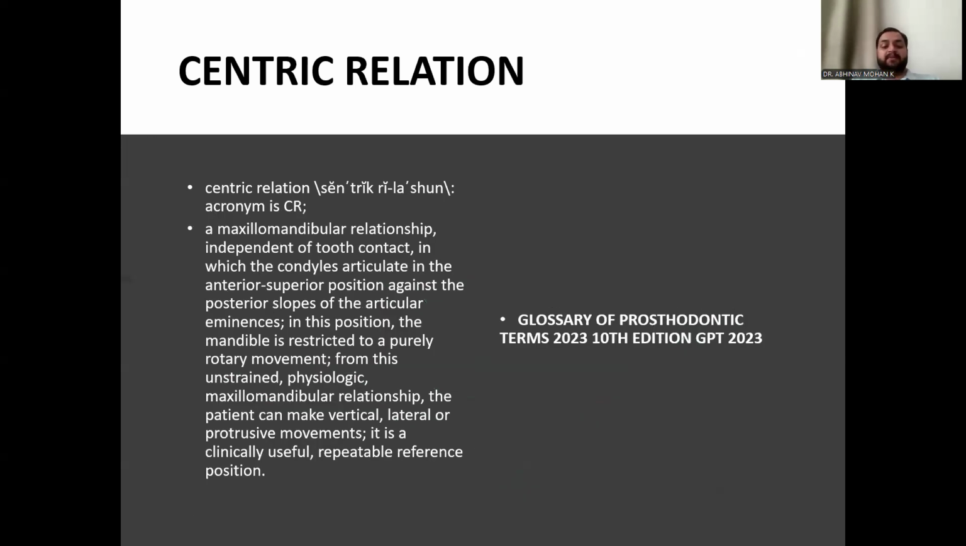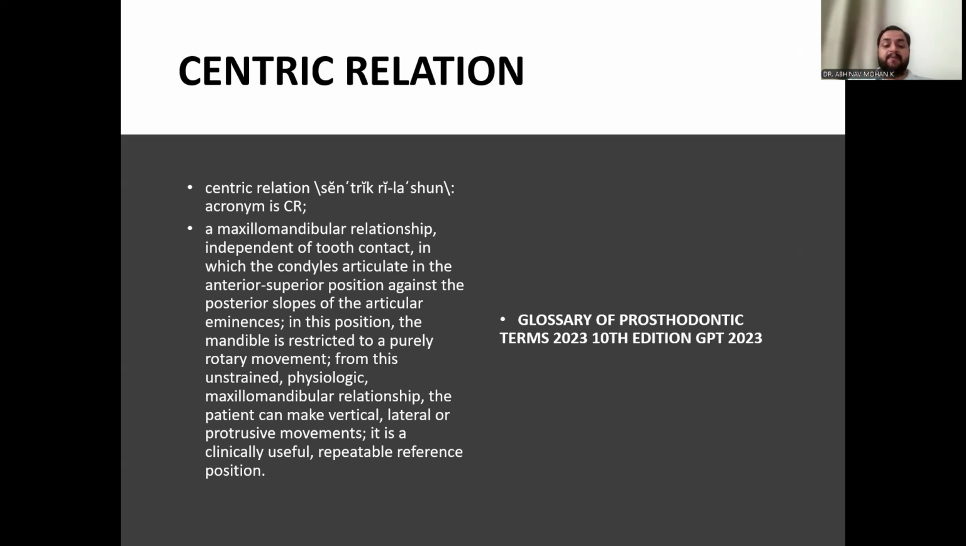So where do we stand right now? I started with the most primitive definitions and now come to the most recent one, the GPT, the Glossary of Prosthodontic Terms, released as the 10th edition in 2023, where it states centric relation is a maxillomandibular relationship independent of tooth contact. So it's a pure bone-to-bone relationship in which the condyles articulate in the anterior, superiormost position against the posterior slopes of the articular eminences.